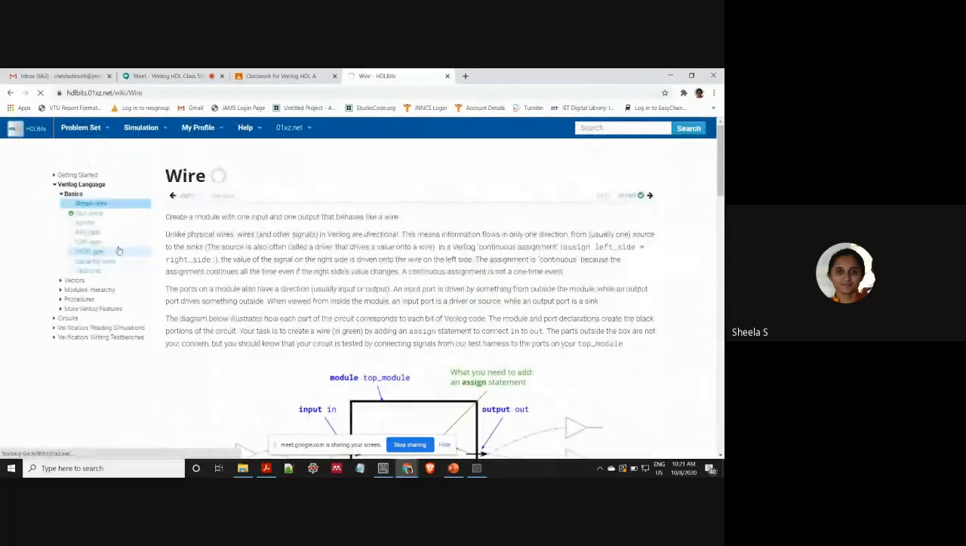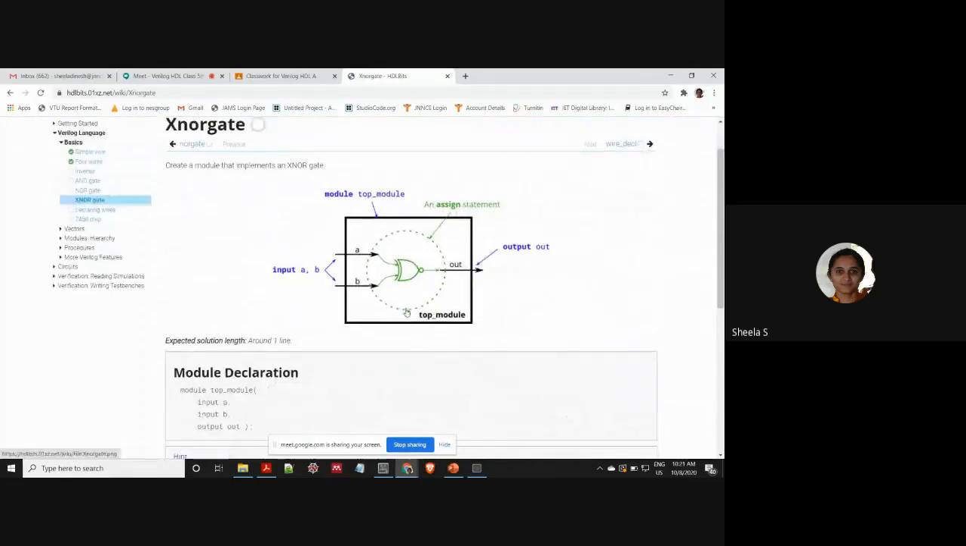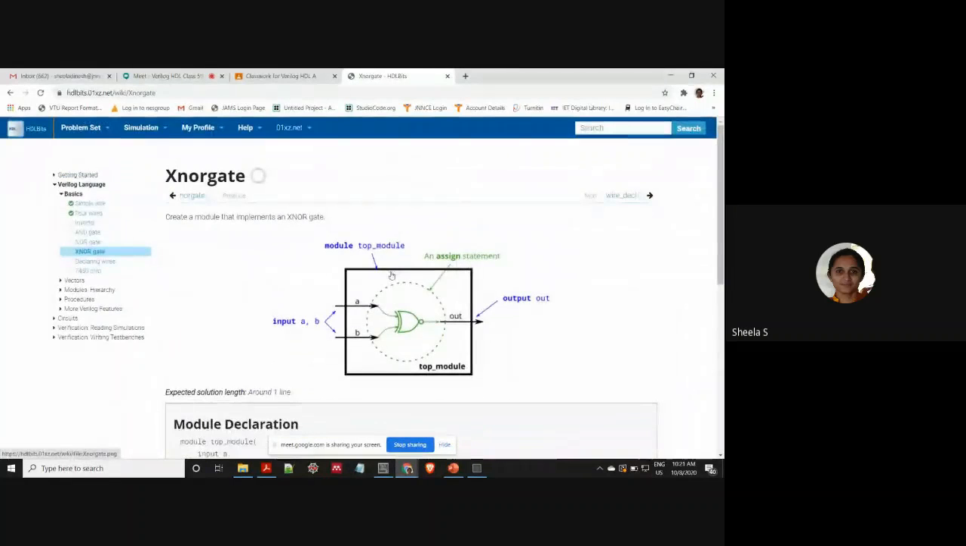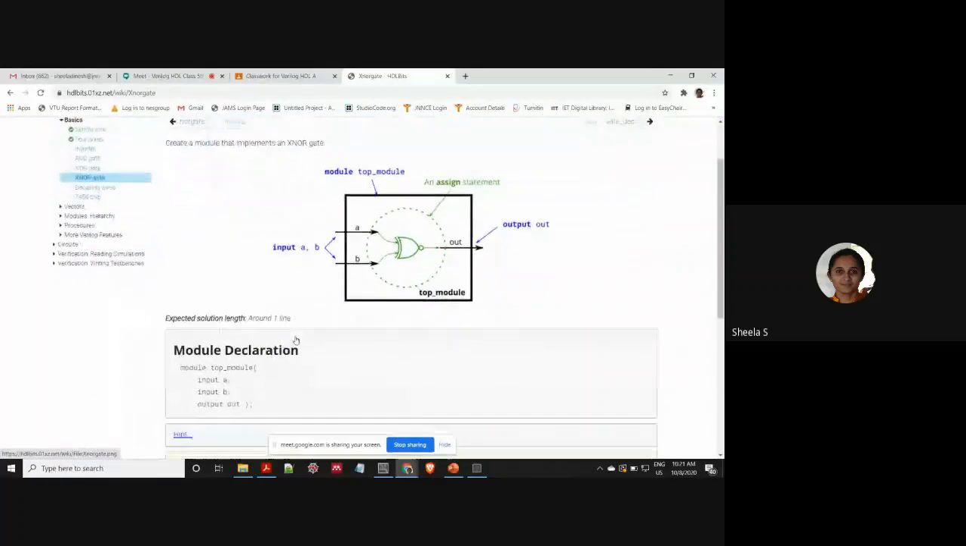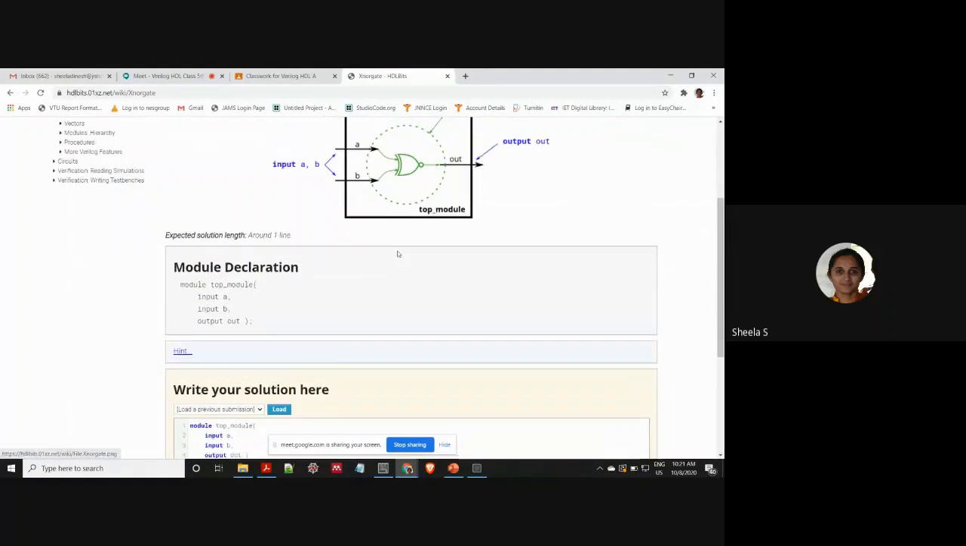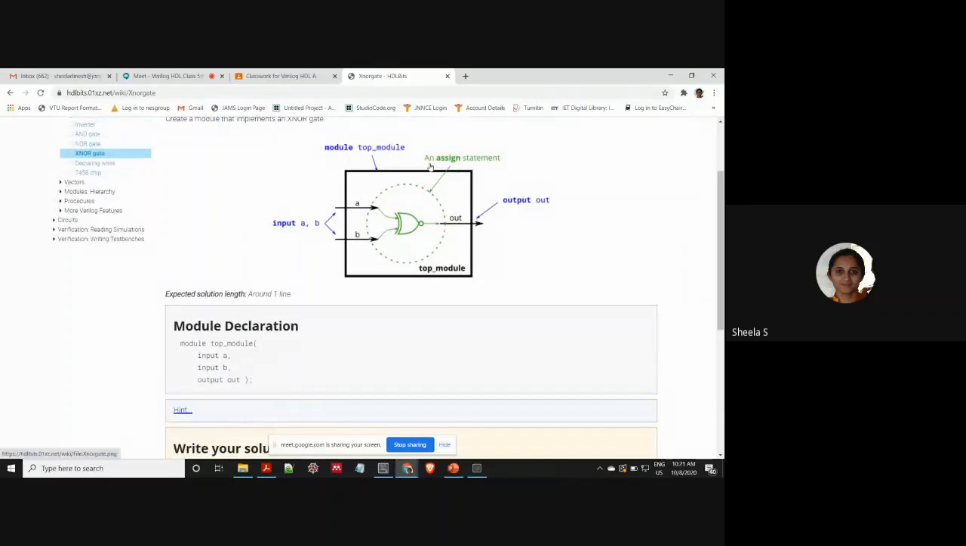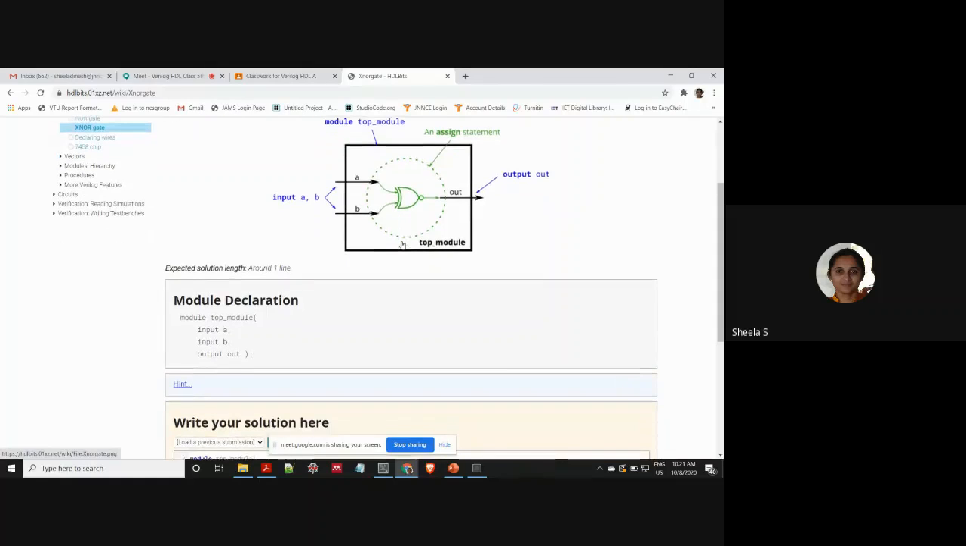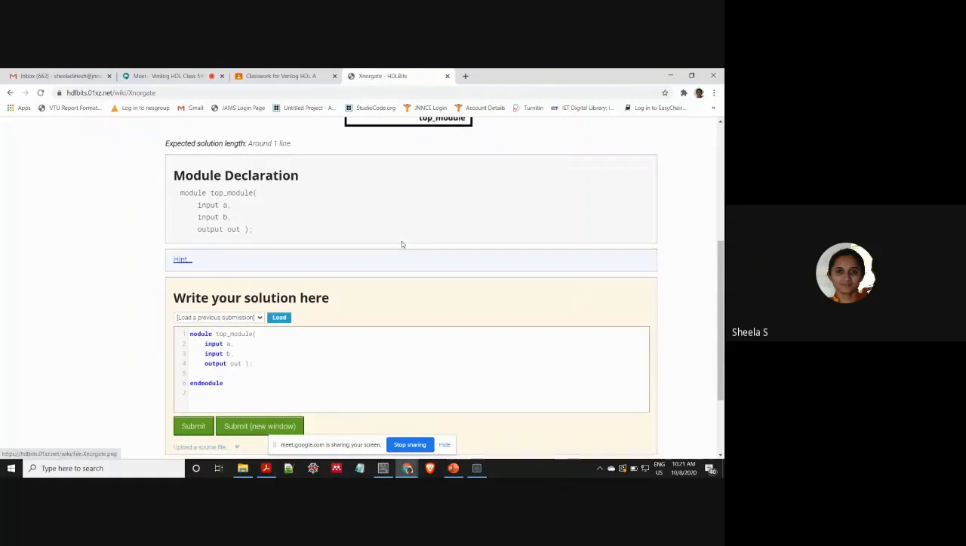For example, if you click on XNOR gate, it will show the corresponding circuit, that module top has been declared, and what is left out. One more thing: it doesn't mean that you have to write an assign statement. Here an assign statement is mentioned, which indicates that only data flow architecture is being considered, but it doesn't mean you must always consider data flow only. Here you can write either data flow, behavioral, or gate level.